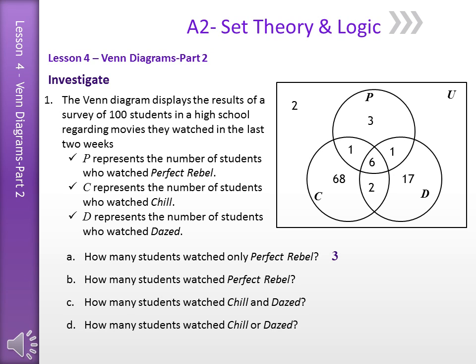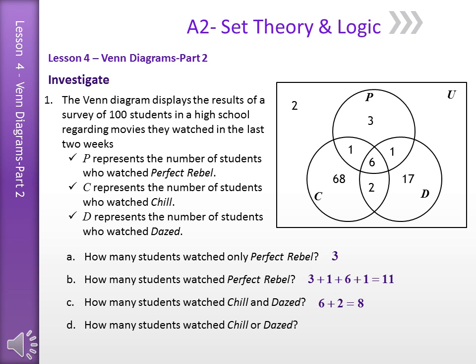How many students watched Perfect Rebel? Well, this would include all the areas that are contained in P. So that would be the 3, the 1, the 6, and the 1, which would be a total of 11. How many students watched Chill and Dazed? So these would be the students in the overlap between set C and set D, which would be the 6 and the 2. This would be an 8 in total.